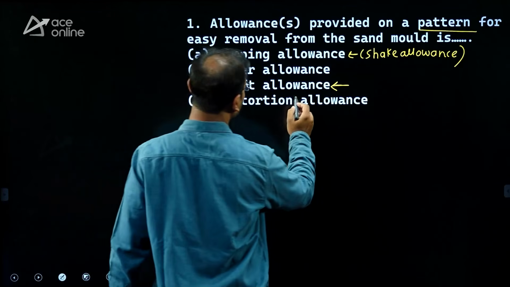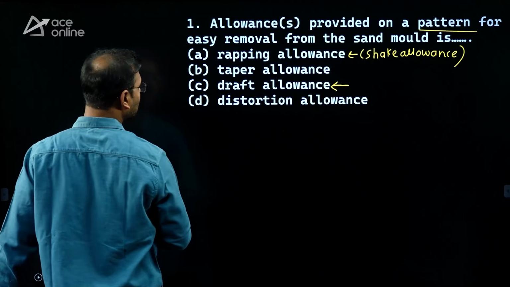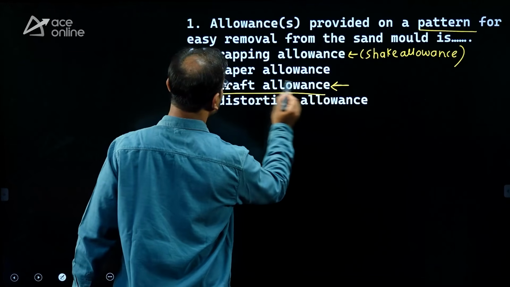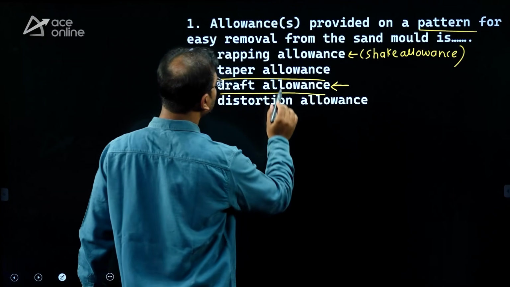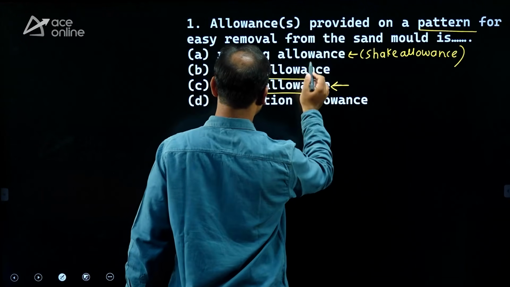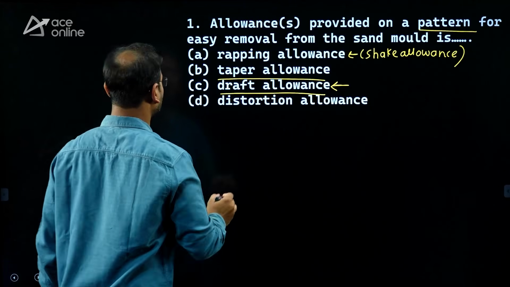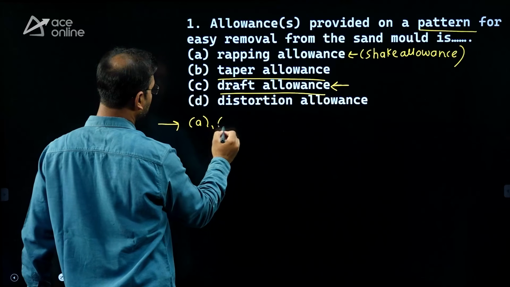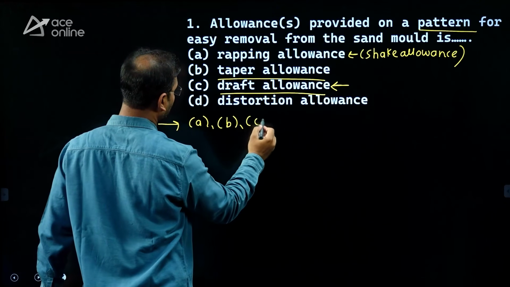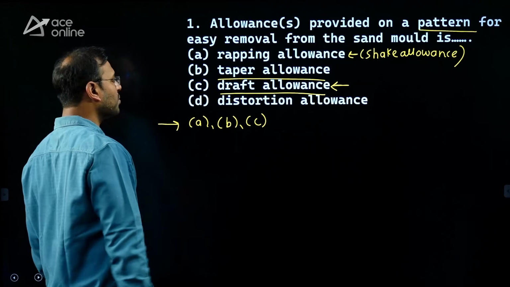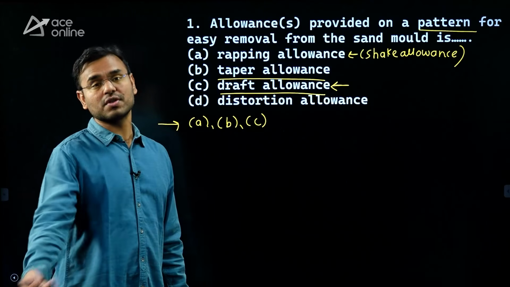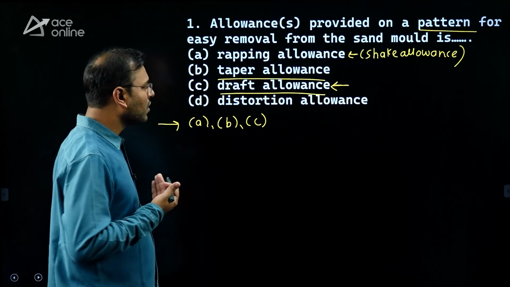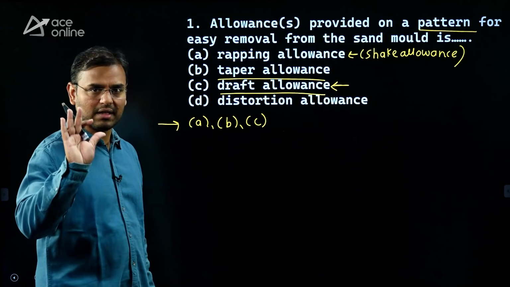Therefore, the draft allowance is a correct answer. And guys, the draft allowance is also known as taper allowance. So the shake allowance is the wrapping allowance and the draft allowance is the taper allowance. Therefore, three options are correct: option A, option B and option C. Next one, option D, the distortion allowance, is not used for easy removal of the pattern from the sand mold.